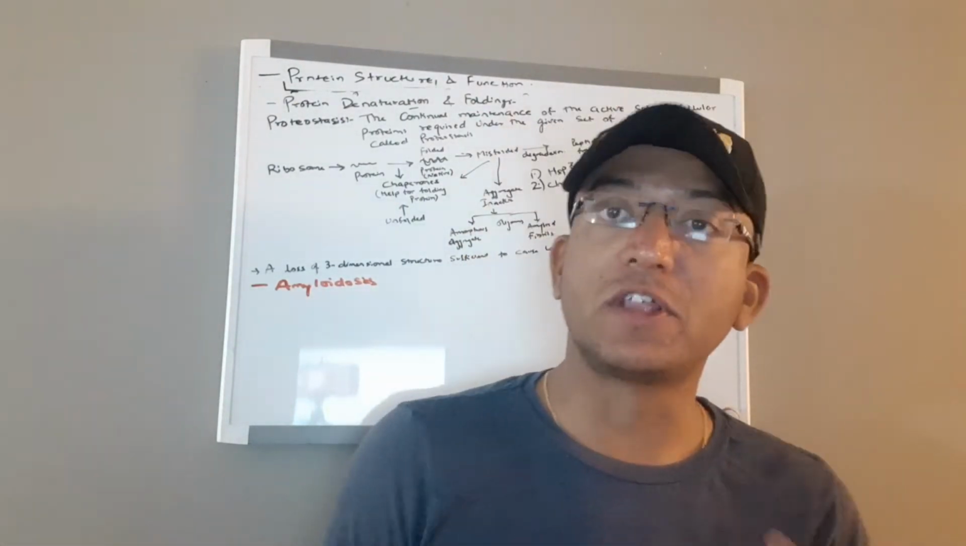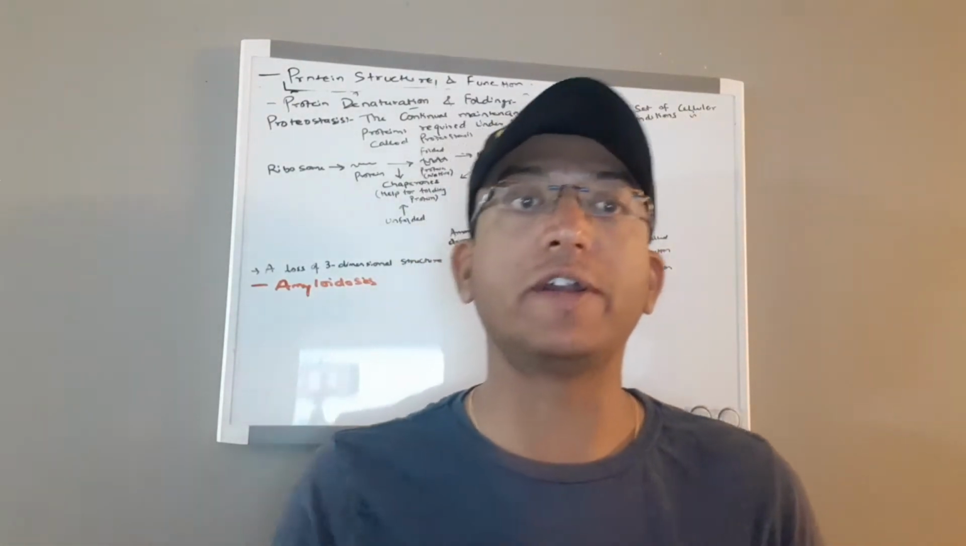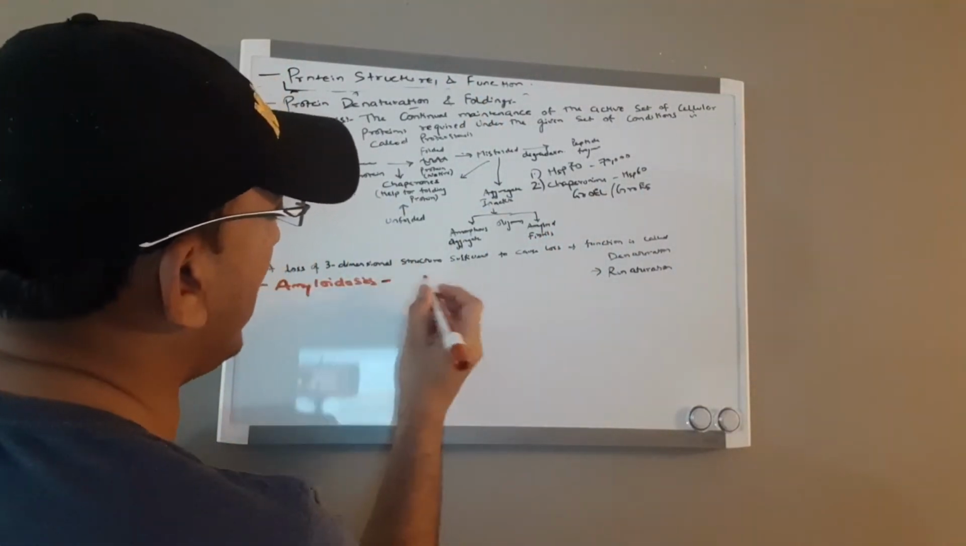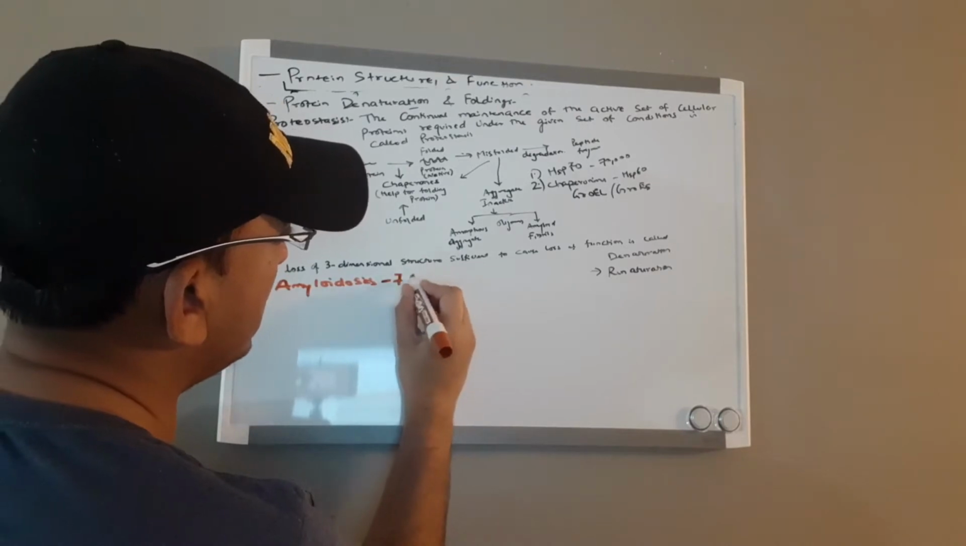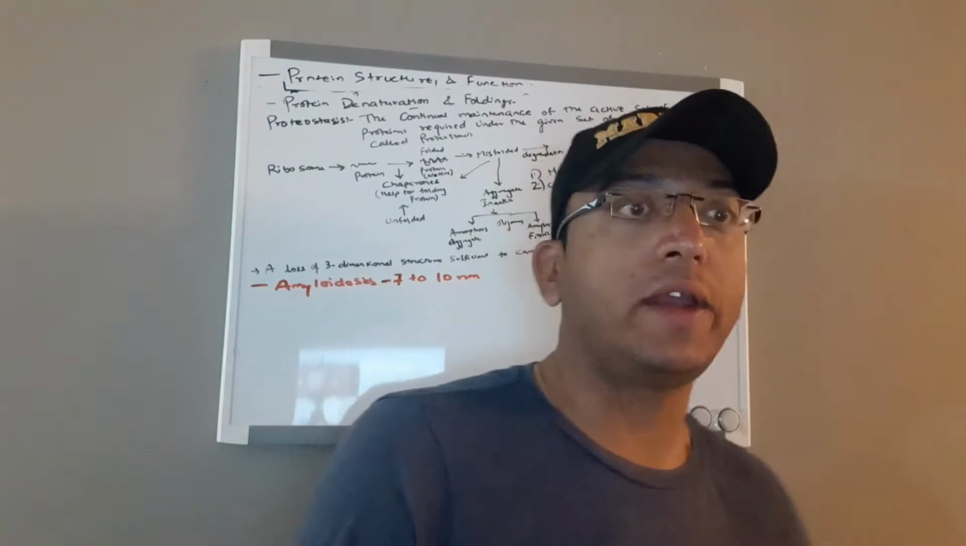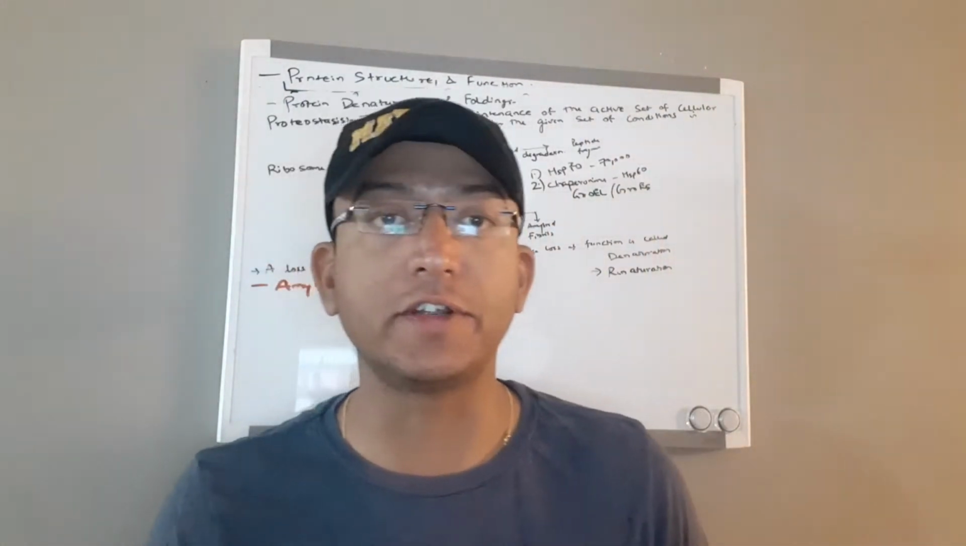The amyloid fibers are highly ordered and unbranched, with a diameter of 7 to 10 nanometers, and a high degree of beta sheet structure.